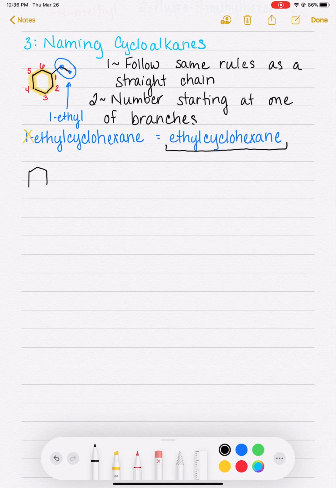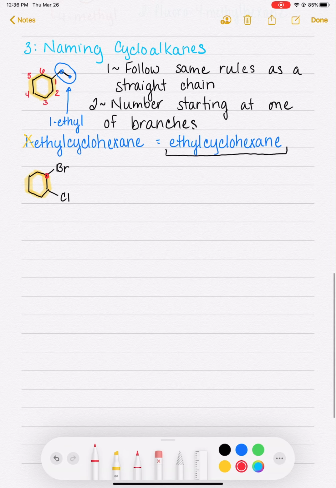Let's do another example, this time with a couple substituents. So we're going to find the longest carbon chain, and for the molecules that we deal with, that's always going to be the ring. Now we want to number that, and we want to number starting at one of the branches. So we can start numbering either here or here. It's totally our choice. One of those is going to be carbon number 1.